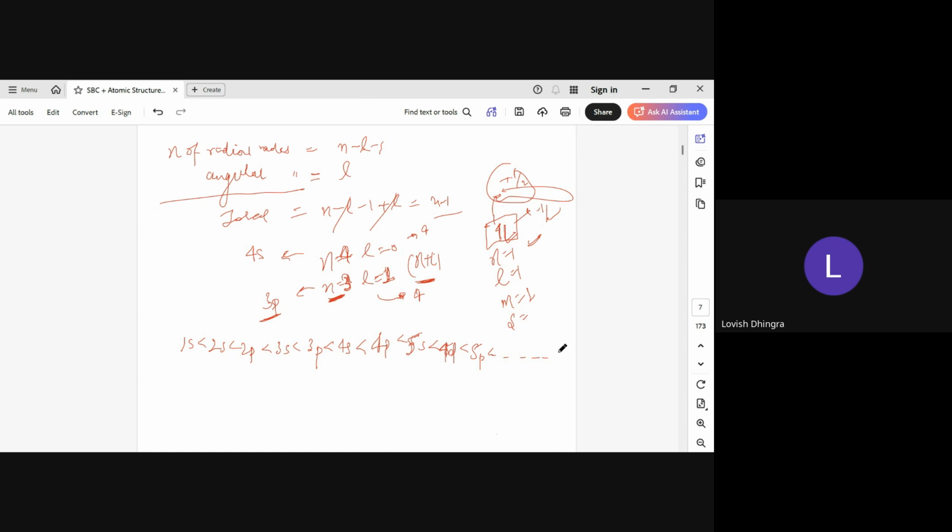Last is Hund's rule of maximum multiplicity. You have to fill up all orbitals singly before filling the second spin. For example, a p orbital is there. Firstly, you will singly fill each orbital, like this: 1, 2, and 3. Then after that, the pairing will happen with opposite spin, like this and this. Understood? So these were the 3 rules.